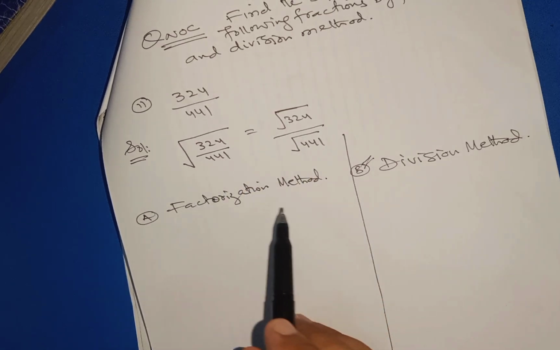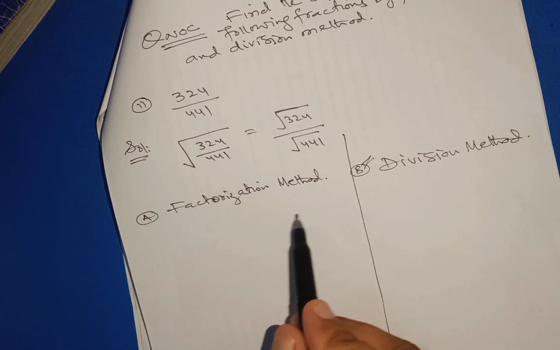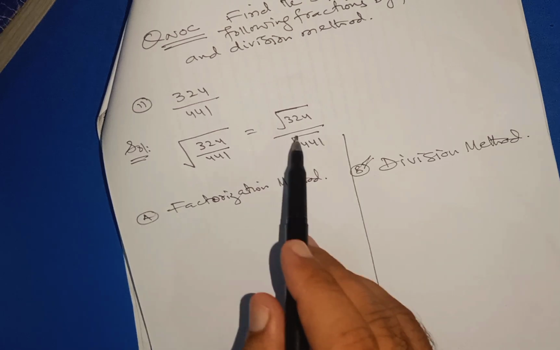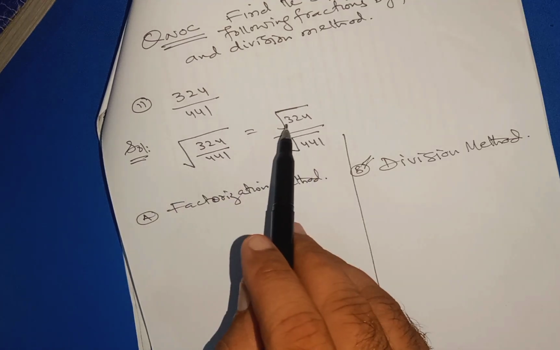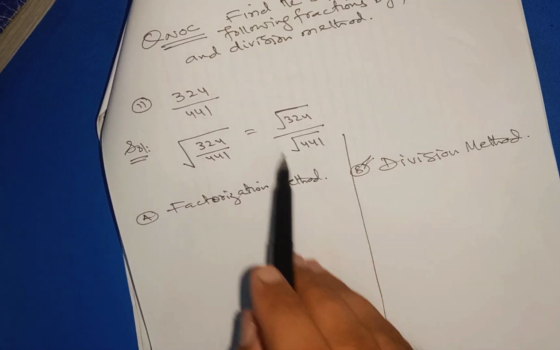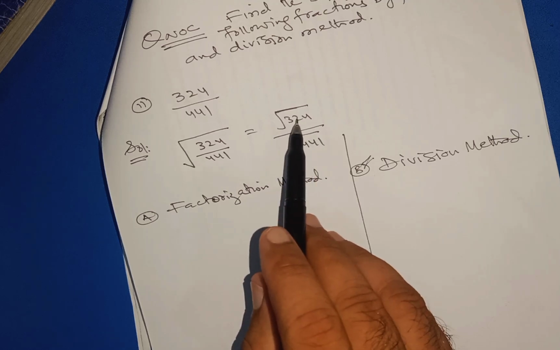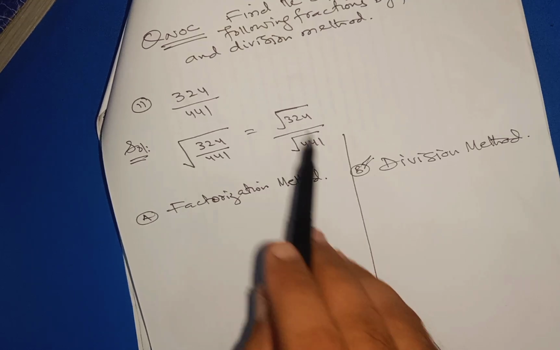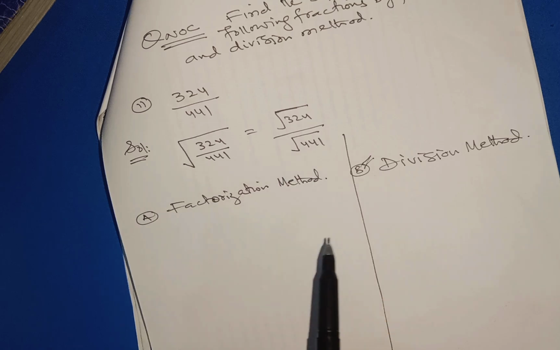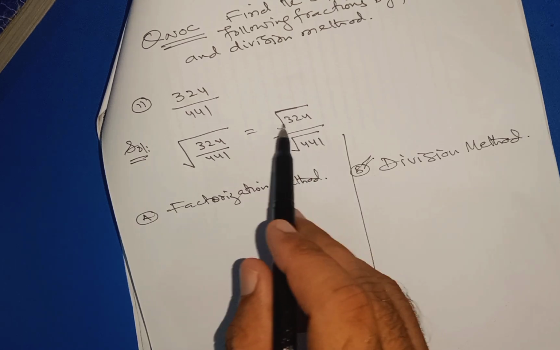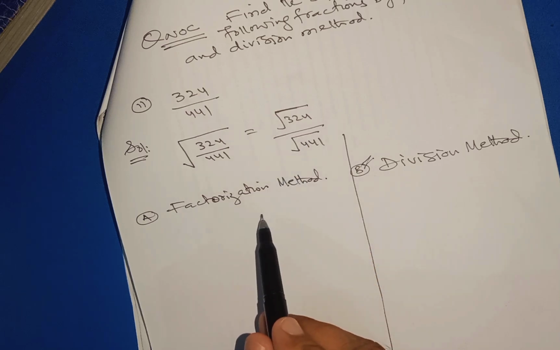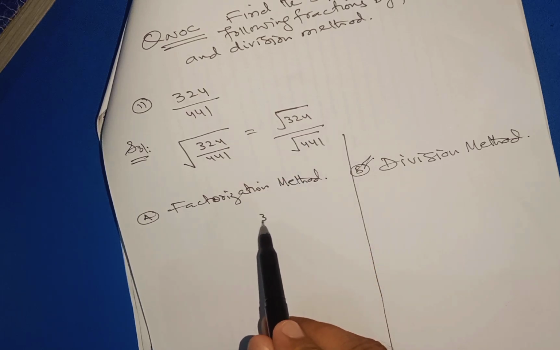So in the factorization method, what we will do is find the square root by splitting this whole problem into two parts, numerator and denominator, and then we will find the prime factorization of this one and then this one, and we can find the square roots and write the answer in the last. So first I'm going to find the square root of this 324. I'm writing here 324.